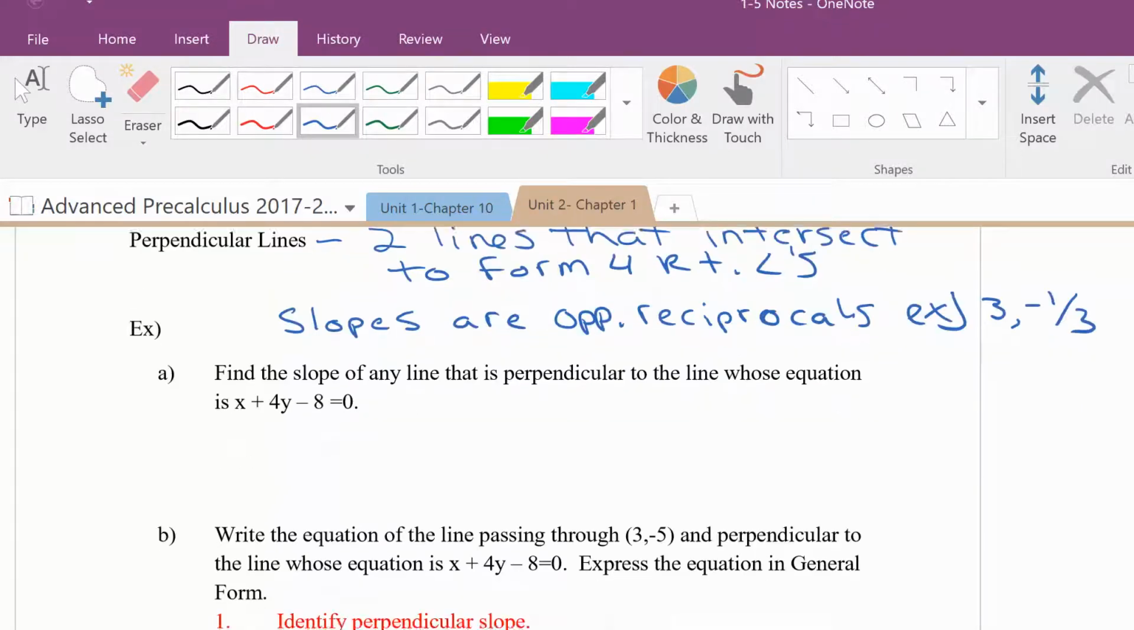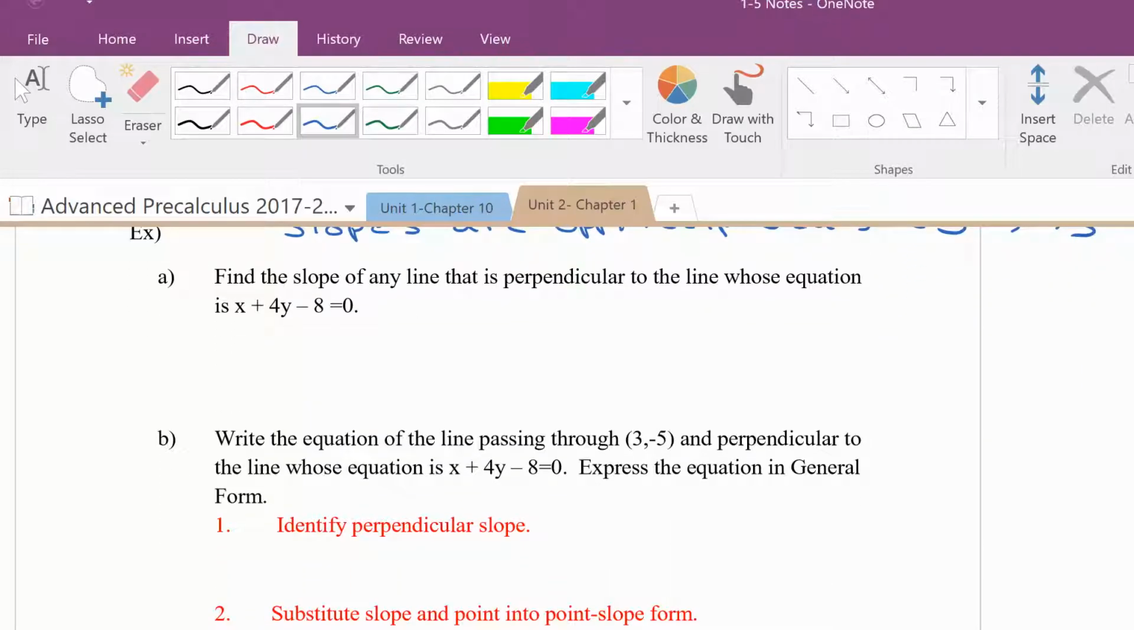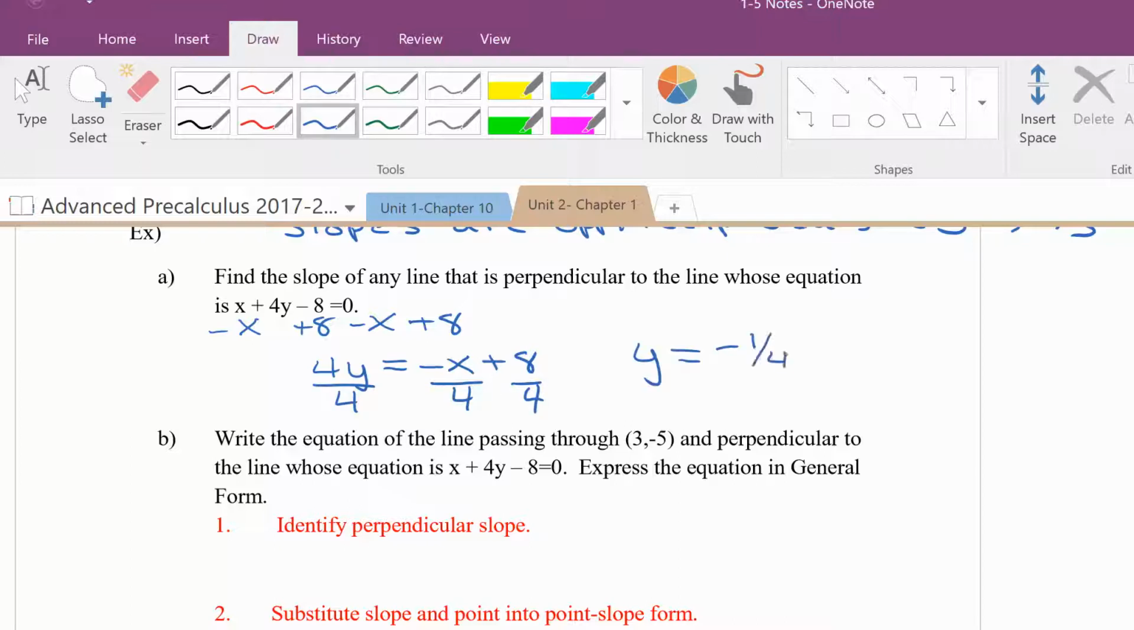So here we want to find the slope of the line that's perpendicular to x plus 4y minus 8. So first we want to put this in slope-intercept form. So we get 4y equals negative x plus 8. Divide by 4. And you get y equals negative 1/4 x plus 2. So the slope here is negative 1/4. So the perpendicular slope would be 4.